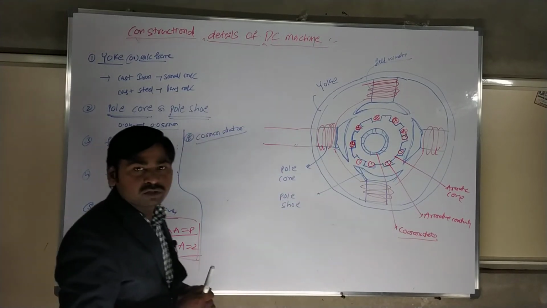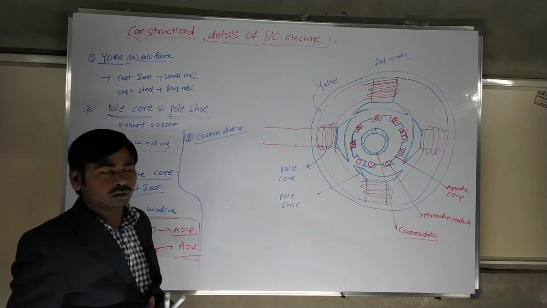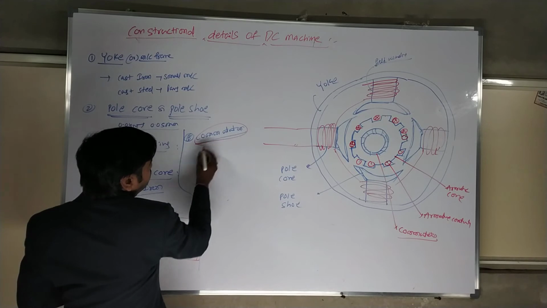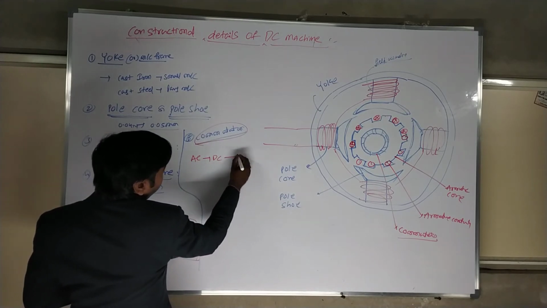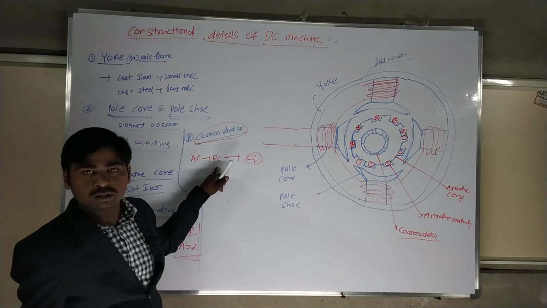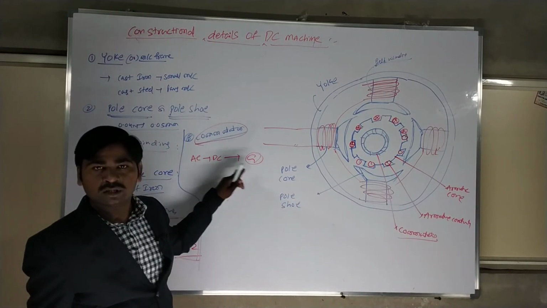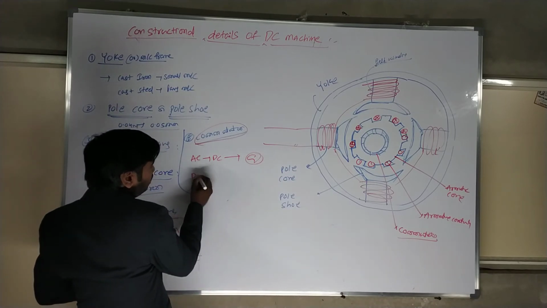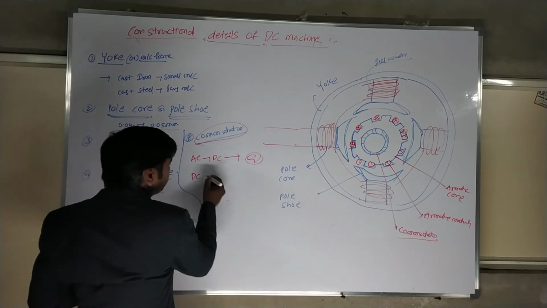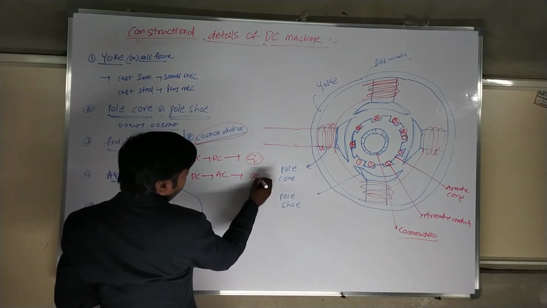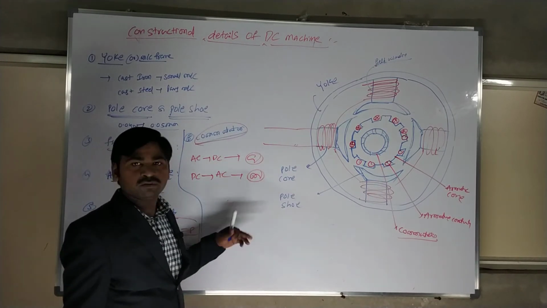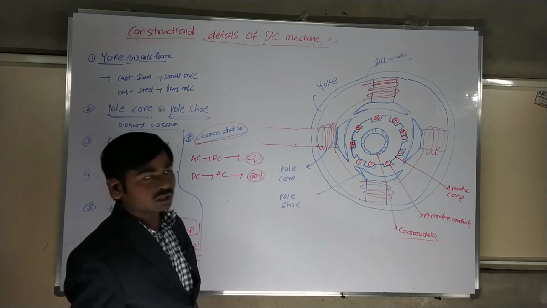What is the purpose of the commutator? The purpose of the commutator is to convert AC to DC and DC to AC. Both you can do. The commutator does AC to DC in the case of a generator, because a generator develops AC, but in a DC machine we want a DC supply. In the case of a motor, you are providing a DC electrical input, but the armature requires AC, so it converts DC to AC. Both things are done with the commutator body. That's the purpose of the commutator.